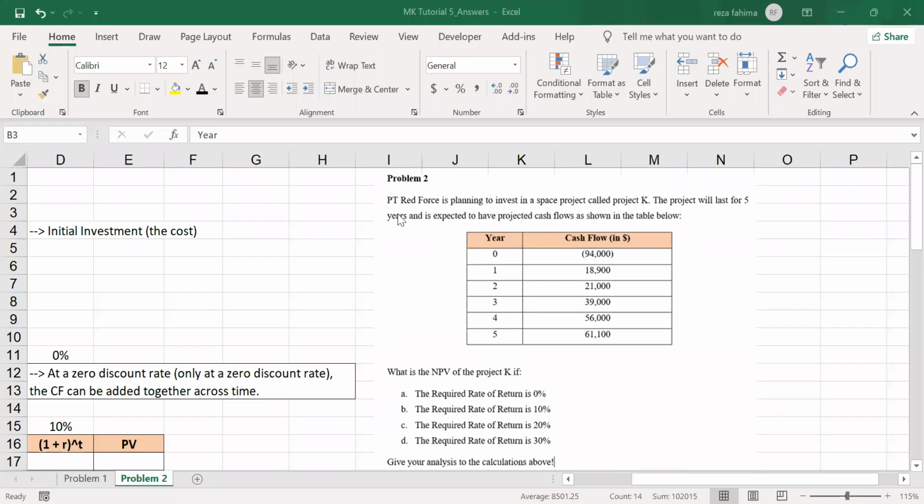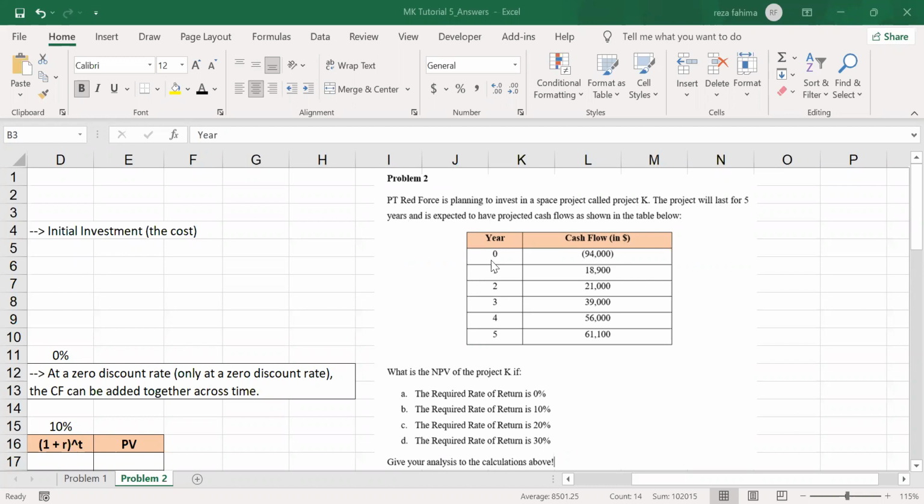Okay, for the last question for this session, we have Peter Redforce, who is planning to invest in a space project called Project K, and the project will last for 5 years. It means this is the period of the investment, and it's expected to have projected cash flows as shown in the table below.